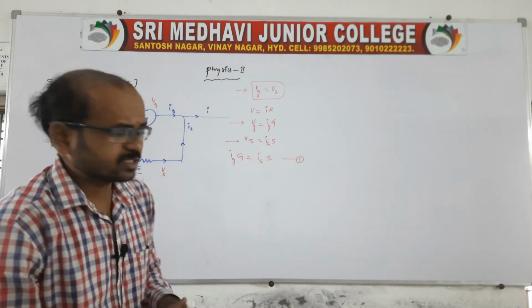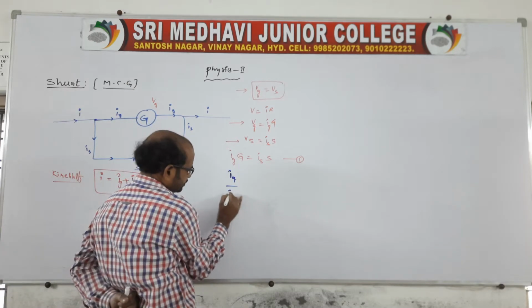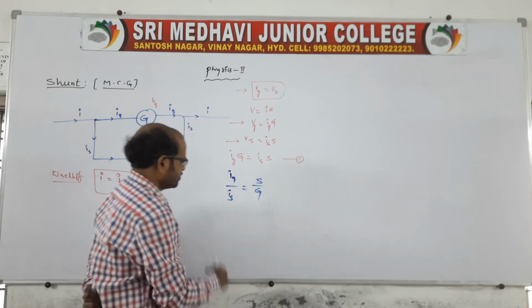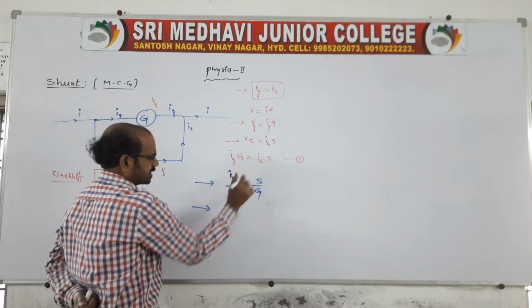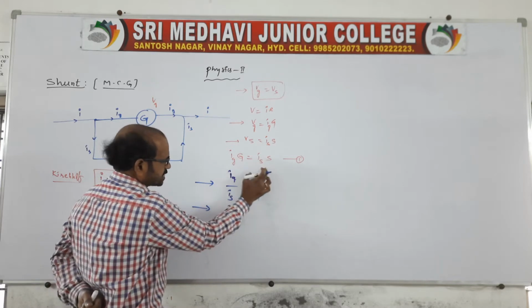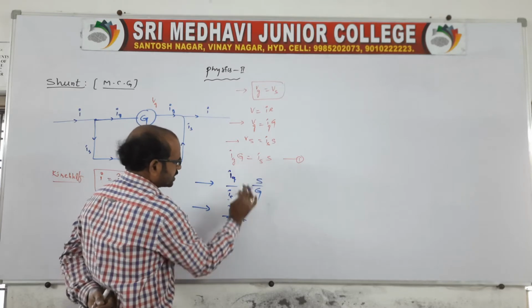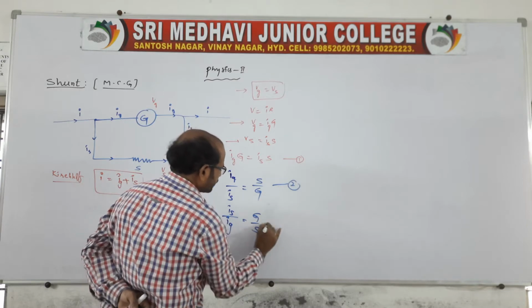Now from this equation we can write Ig by Is is equal to S by G. This is one expression. As well, bringing this to the other side, Is by Ig is equal to G by S. So you give this as equation 2 and equation 3.